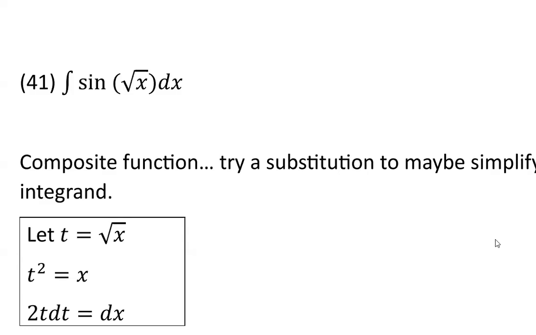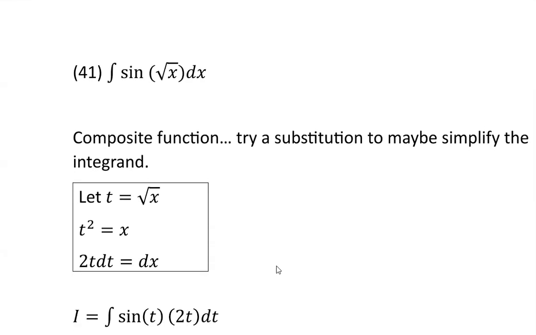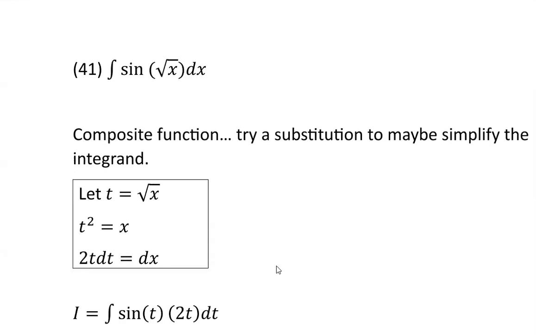So this is the same as what we did before. Okay, so let me zoom out a little bit. There we go. Okay. So we can let t be square root of x. We can square both sides before we differentiate. t squared is x. 2t dt is dx as a result.